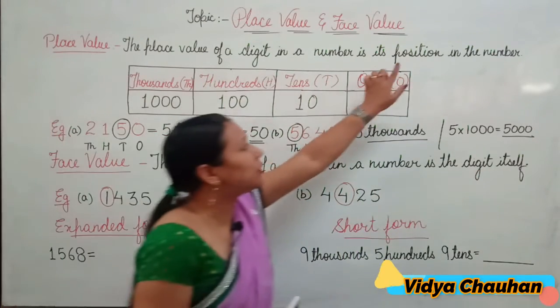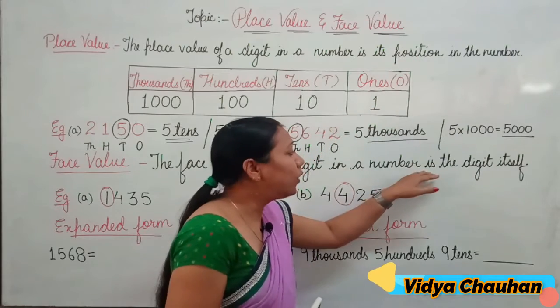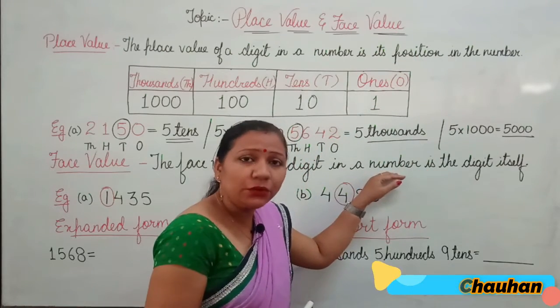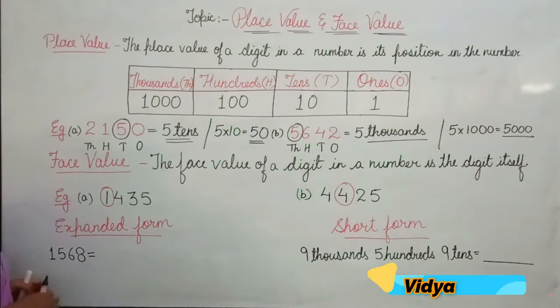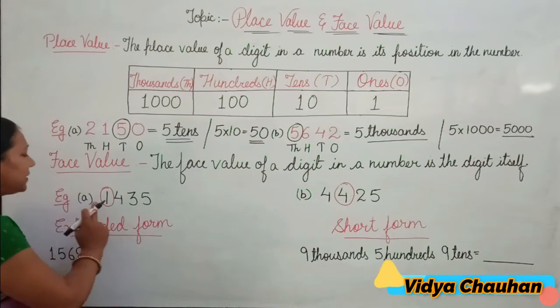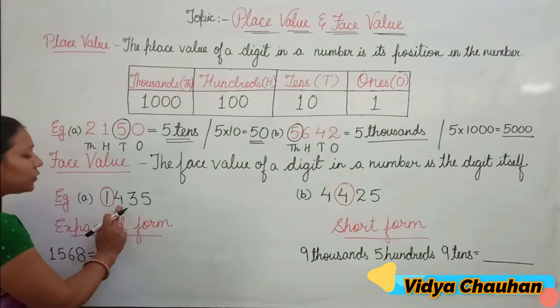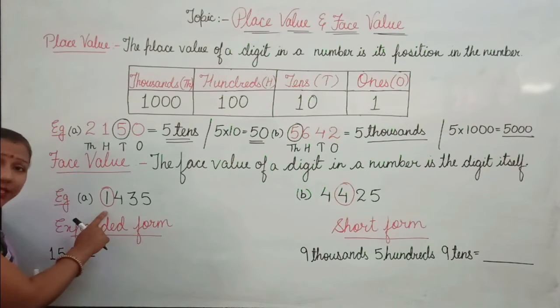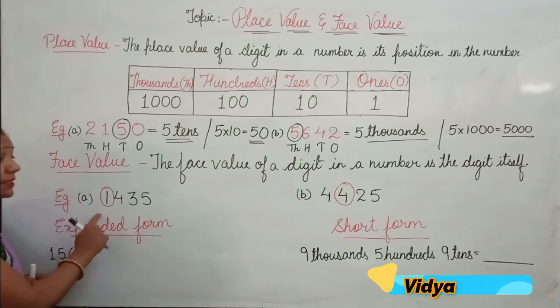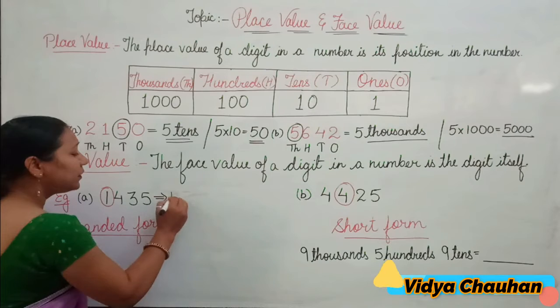Earlier we have discussed the position of the digit. Now the face value is the digit itself. Here I have taken a question from your book exercise, and the number is 1435, and you have to find the face value of the circled digit. So what will you write here?